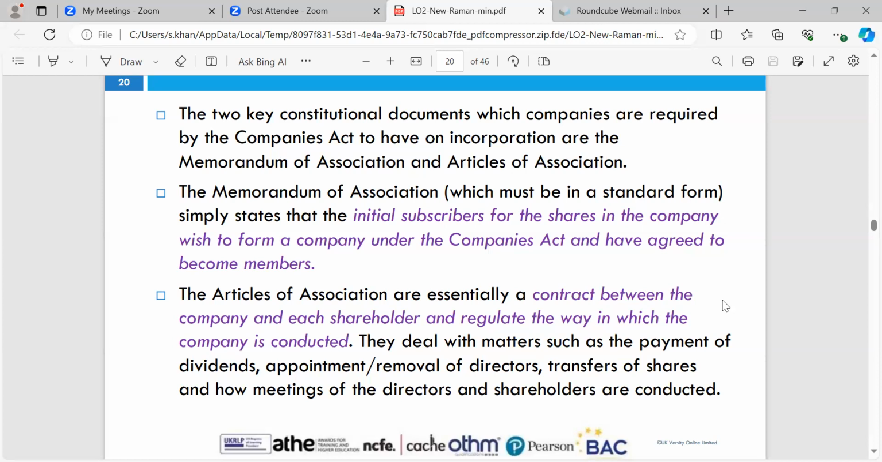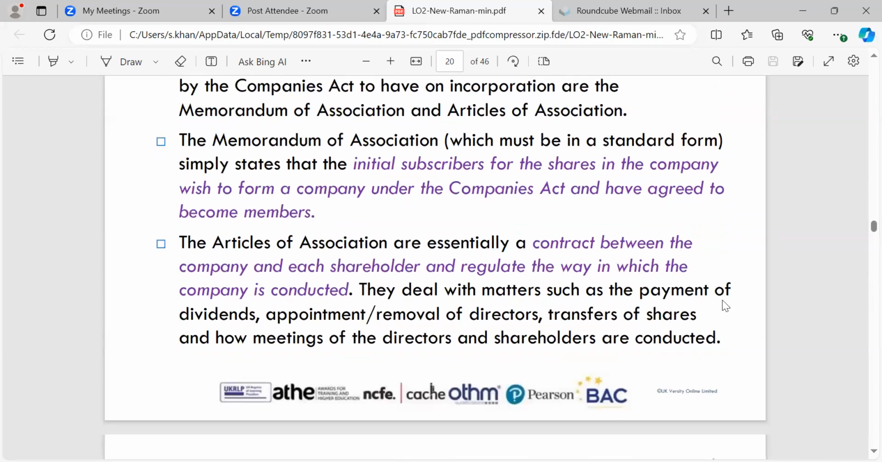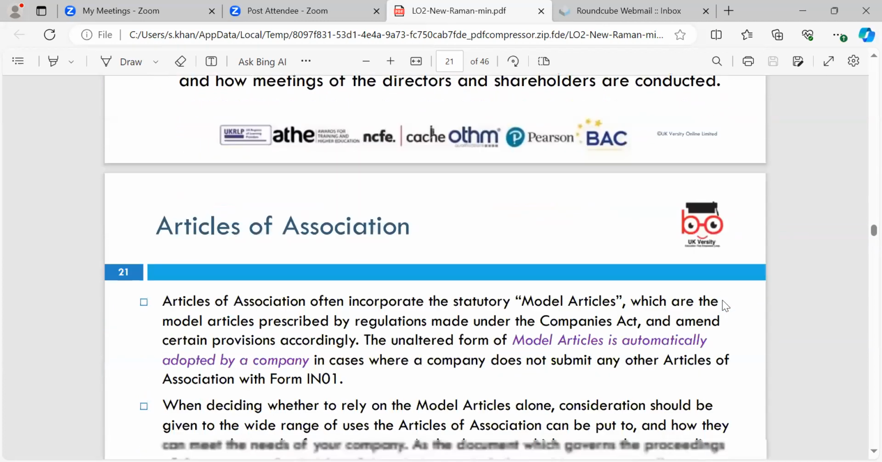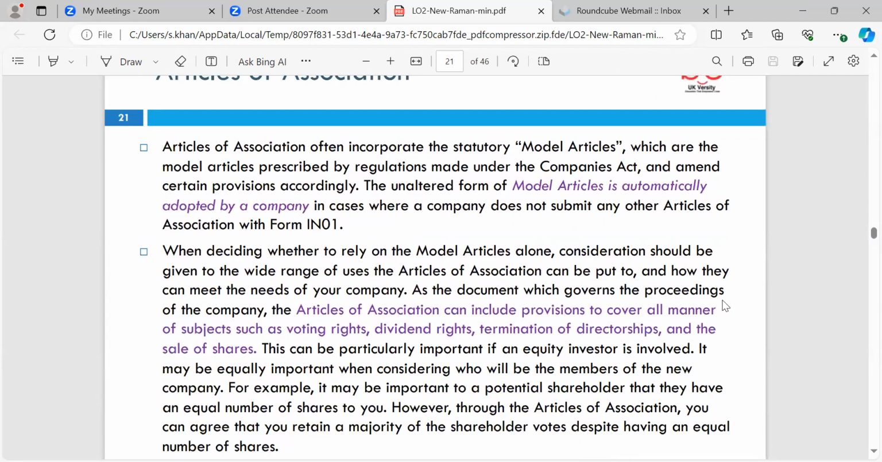Do you think it's good to have these two forms of documents in place? Yeah, I couldn't agree more. I think it's very definitely good. I think it's good to have these two documents in place because they help support an organization as well. So articles of association are often the statutory model articles, which are model articles prescribed by regulations made under the Companies Act and amended certain provisions. The unaltered model articles are automatically adopted by the company in cases where a company does not submit any articles of association with Form IN01.